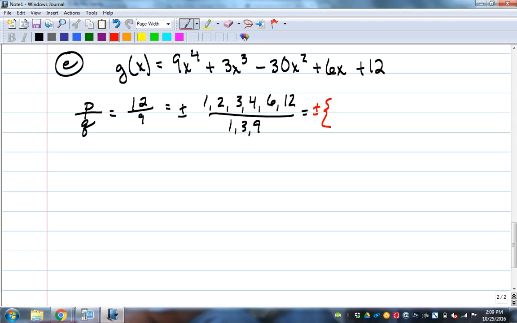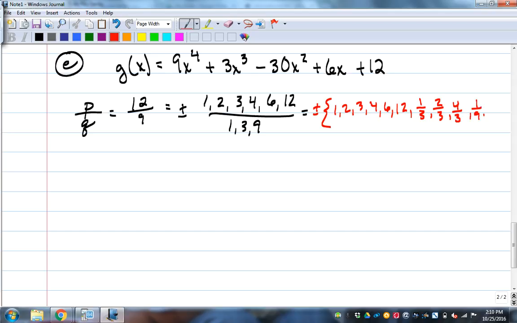Okay, so all of our factors here, we got 1, 2, 3, 4, 6, 12. And then that's the 1. And then we get into the fraction part. So 1/3, 2/3, 3 over 3 is 1. We already got that. 4/3. 6 over 3 is 2. I've already got that. 12 over 3 is 4. I've already got that. And then I'm going to run the 9.